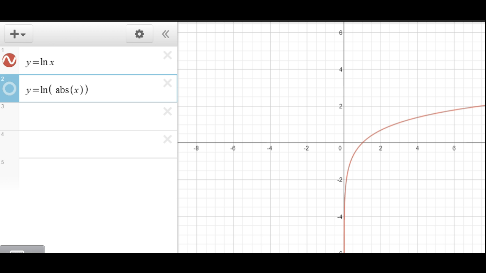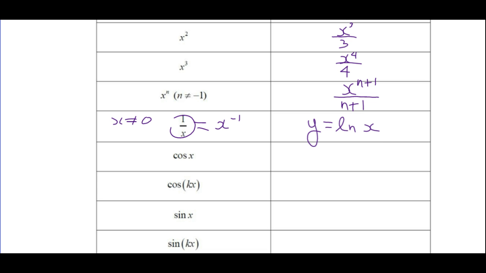So there's ln x, and here is the ln of the absolute value of x. It's basically a reflection. So it says, all right, then x could be anything. If I have negative 2, I'm going to get the same value as 2. So we throw in an absolute value. So it's the ln of the absolute value of x, and then we're good.